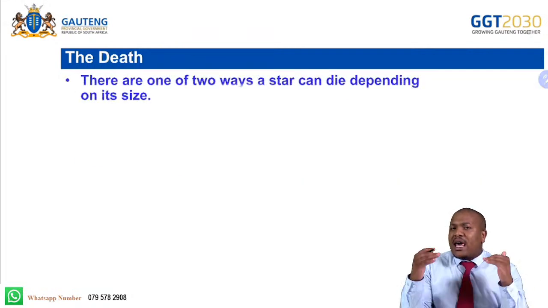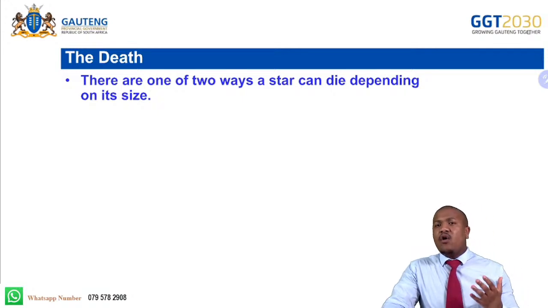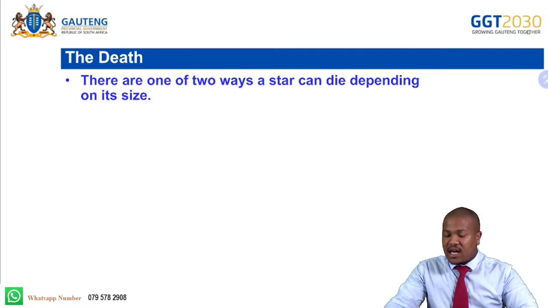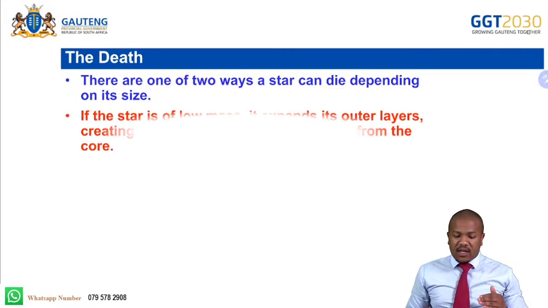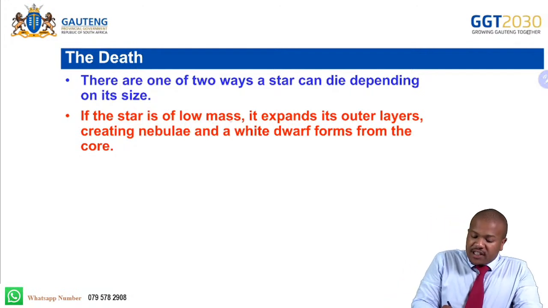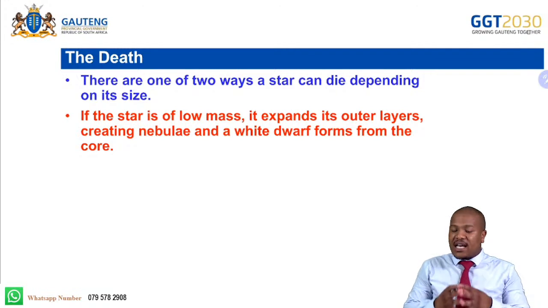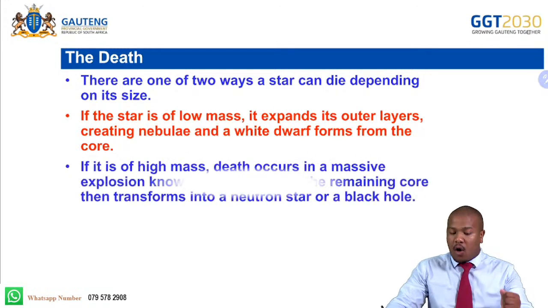So now we are entering the death of stars. There are one of two ways a star can die depending on its size. Now listen to this. If the star is of low mass, it expands its outer layers, creating nebulae, that collection of dust particles and gas particles, and a white dwarf forms from the core.